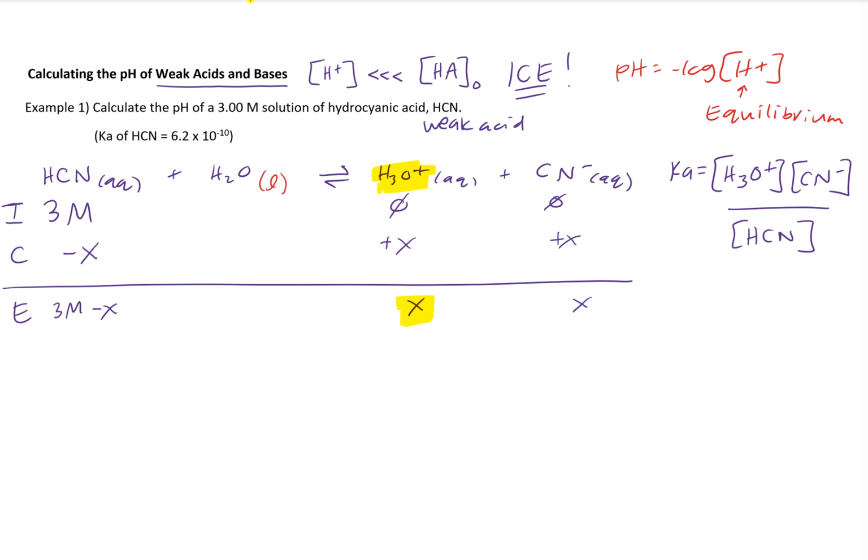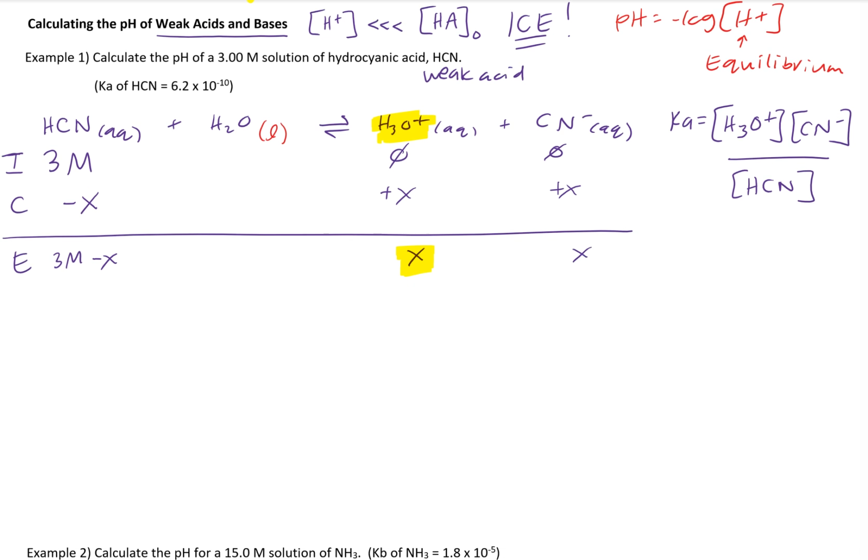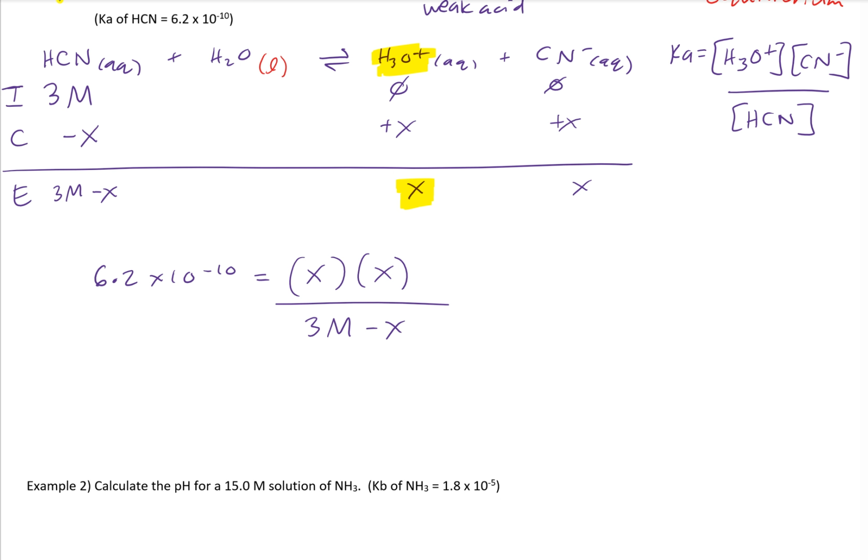So I have a Ka expression written here. I'm going to plug in X for hydronium, X for cyanide, and then that 3 molar minus X for our hydrocyanic acid. So Ka was given to me, 6.2 times 10 to the negative 10, is equal to X for the hydronium and X for the cyanide, and then over 3 molar minus X. So these are equilibrium values according to my ICE chart. Hydronium is X and the cyanide is X as well. Now I need to solve for X.